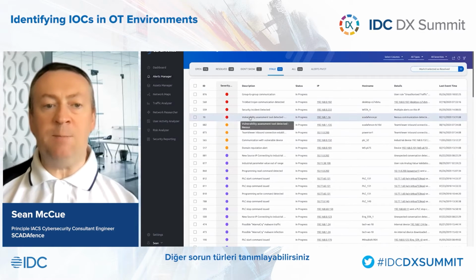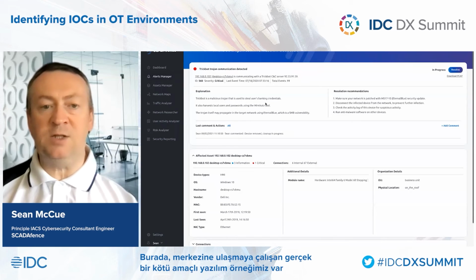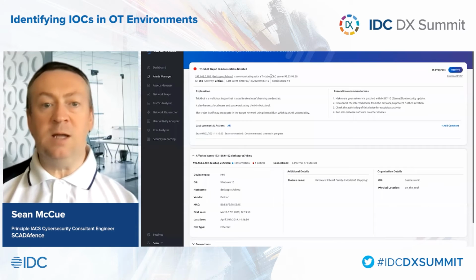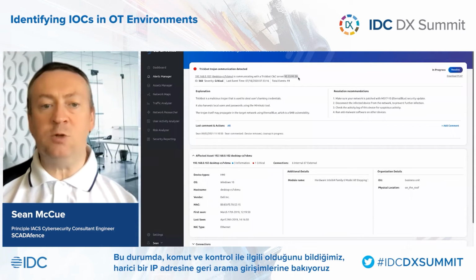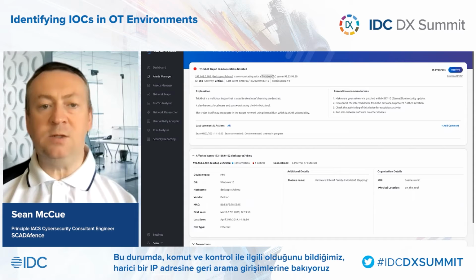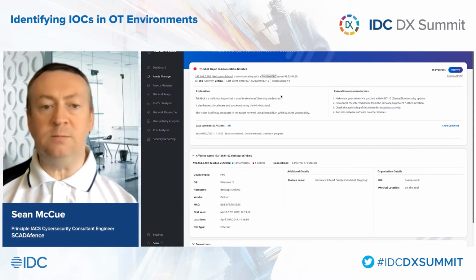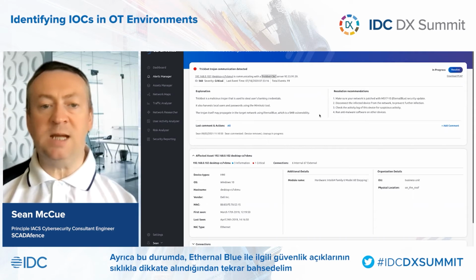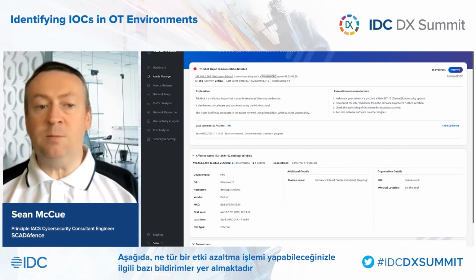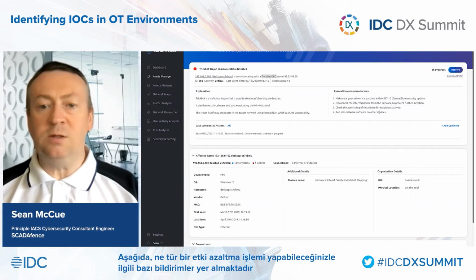Other types of issue can be identified. We've got here an example of actual malware that's trying to call home. In this particular instance, we're looking at an attempt to call back to an external IP address that we know to be related to the command and control for TrickBot. That's again summarized. It also mentions in this case that it's often taken into account vulnerabilities with regard to, again, EternalBlue. And here are some notifications about what kind of mitigation you could action.